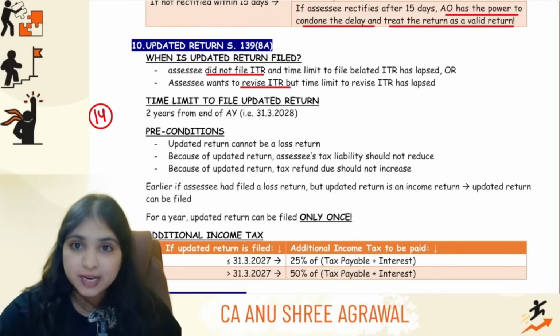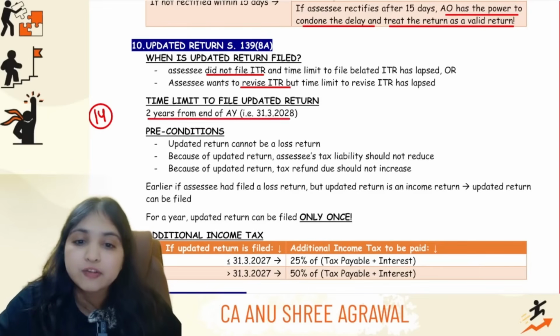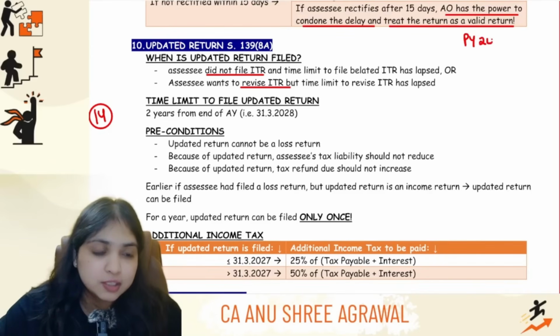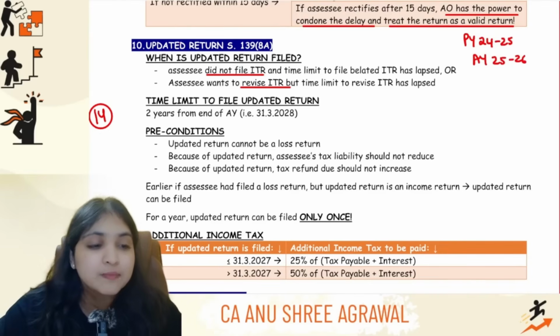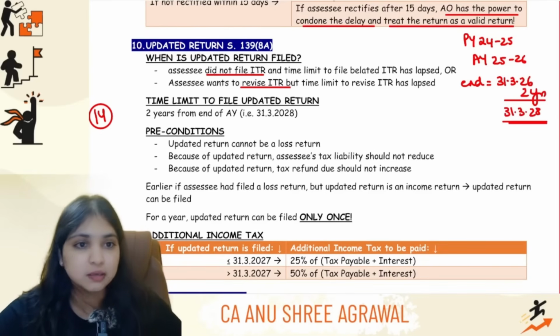Now, if you want to file updated return, there's a time limit for this also. The time limit is 2 years from the end of the assessment year. Like in our examination, our previous year is 24-25, our assessment year is 25-26. So what is the end of the assessment year? 31st March 2026. This plus 2 years will be 31st March 2028. So if you want to file updated return, the last date to file is 31st March 2028.